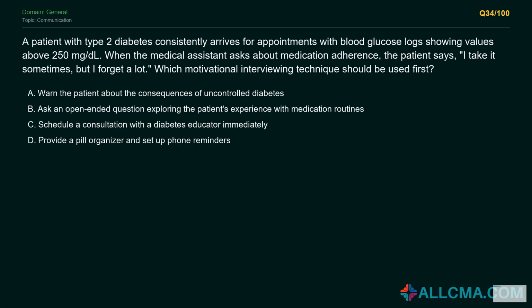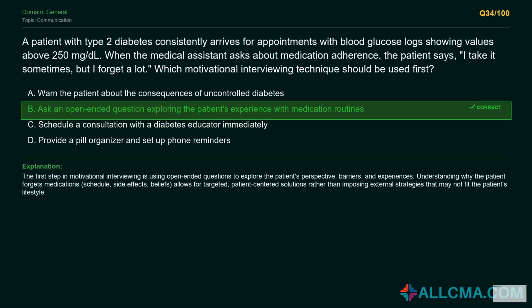Option A. Warn the patient about the consequences of uncontrolled diabetes. Option B. Ask an open-ended question exploring the patient's experience with medication routines. Option C. Schedule a consultation with a diabetes educator immediately. Option D. Provide a pill organizer and set up phone reminders. The correct answer is B.